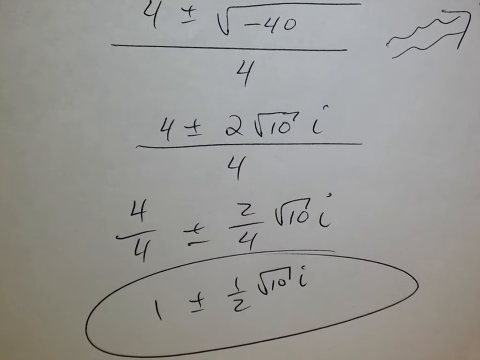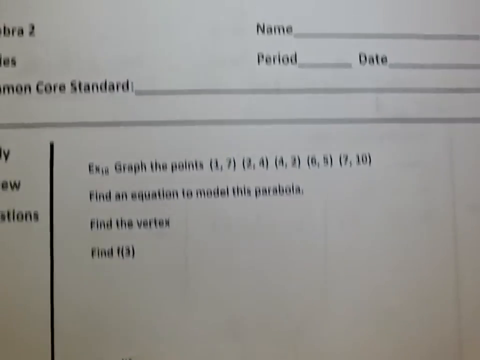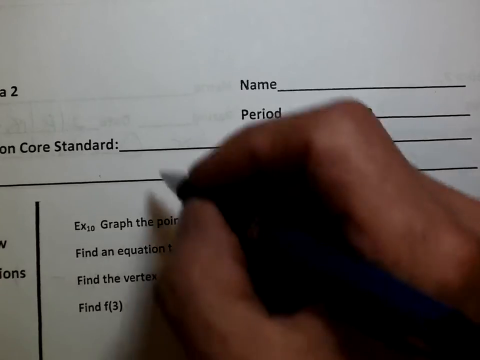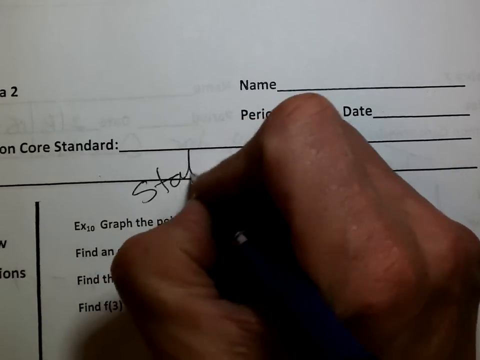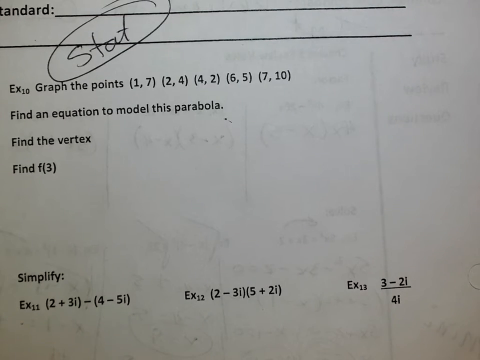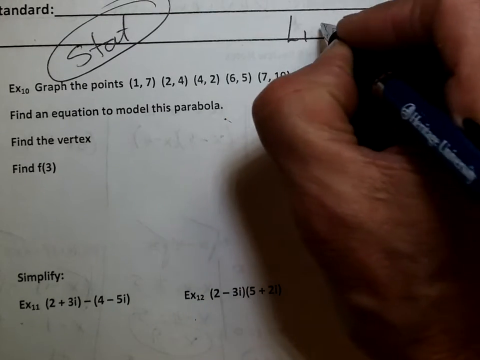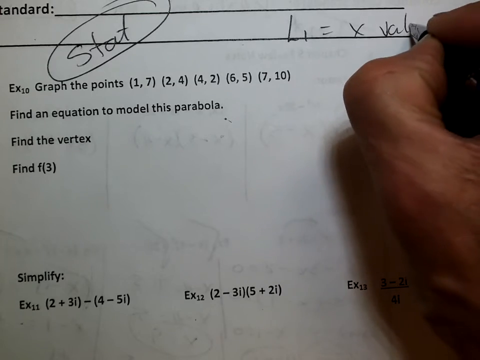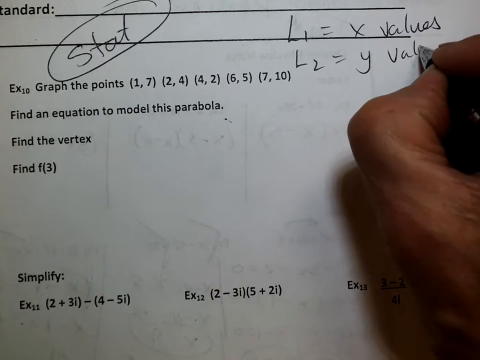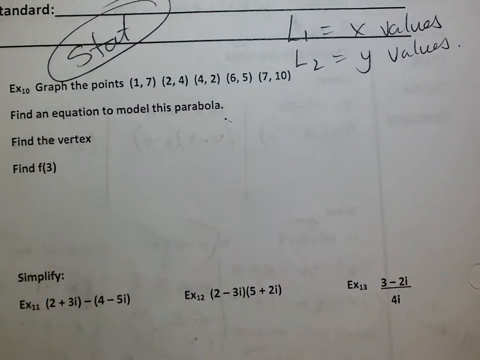That'll help. Okay, and let's turn the page of our review. Find an equation to model this parabola. First of all, I'm going to use my stat button on my calculator. List 1 is going to be my x values, and list 2 is going to be my y values. So I'm going to put them in my calculator.